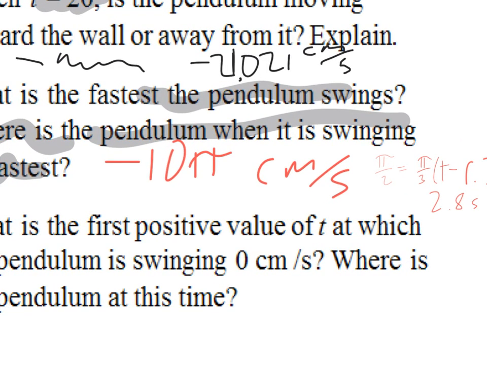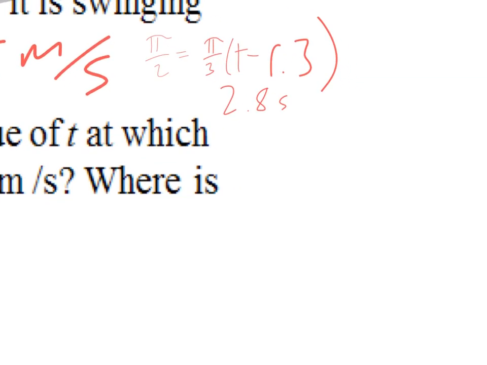To get the positive 10 pi, you would simply let it be 3 pi over 2, and then you do the same process.